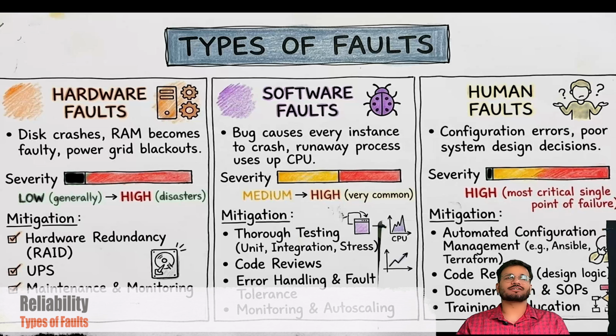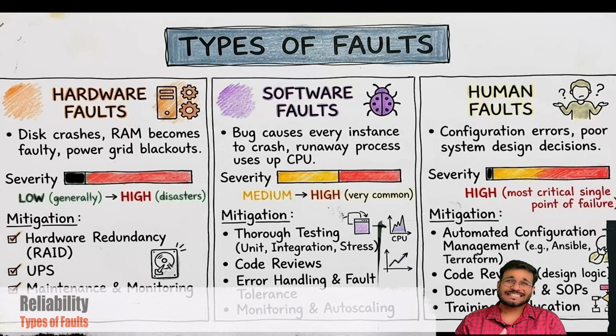Third is human errors. Humans are unreliable. We make configuration mistakes, we deploy the wrong software, we accidentally delete the wrong database. The key is designing systems that minimize the opportunities for error and make it easy to recover when errors do happen. Now let's deep dive into hardware failures.